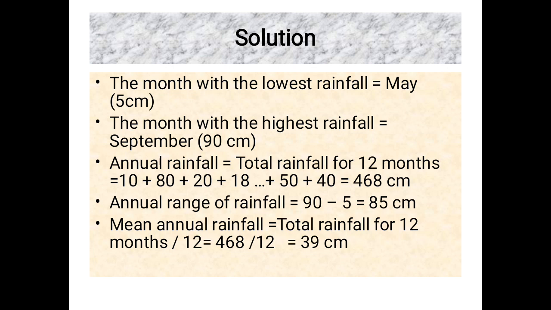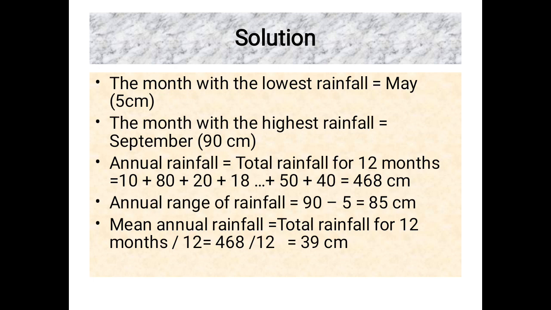Then the last one is the mean of rainfall, which is the total rainfall for the 12 months. The total rainfall for the 12 months is 468. You now divide it by the number of months, which is 12. Once you divide it, it will give you 39 as the answer. So that is how the instrument used in measuring rainfall functions.